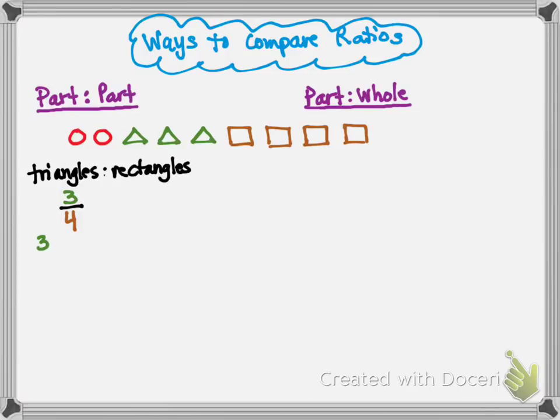Now, it's perfectly acceptable to write it as 3 and then the word to and then the 4. Or with the colon, 3, and then the colon, and then the 4. Okay? These are all acceptable ways. All right? Fraction, though, a little bit more practical for our purposes at this point.